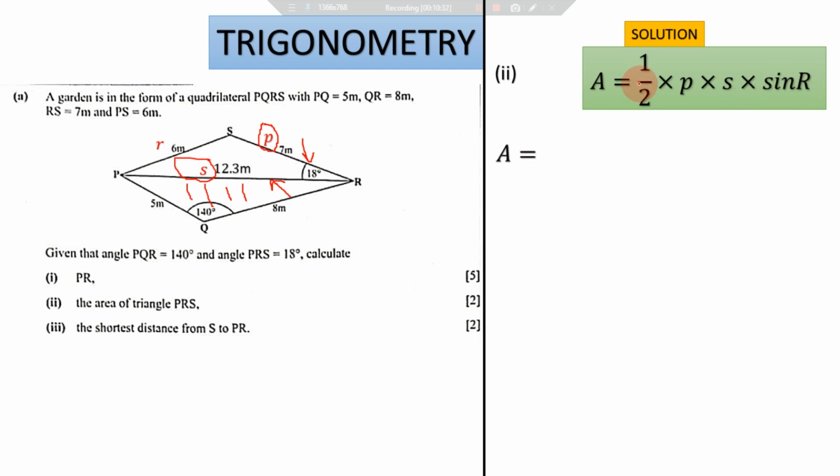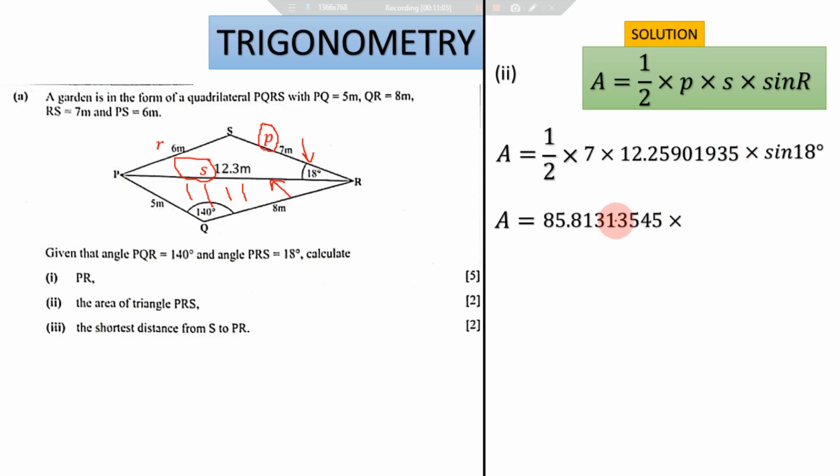Let us substitute. So half times P is 7 meters, times S. I've taken the value which was not rounded off, 12.25901935, then times sine 18 degrees. Remember, it is the angle multiplied by the two adjacent sides, then times half. That is how you find the area. We multiply the 7 times 12.25901935, and we get this value.